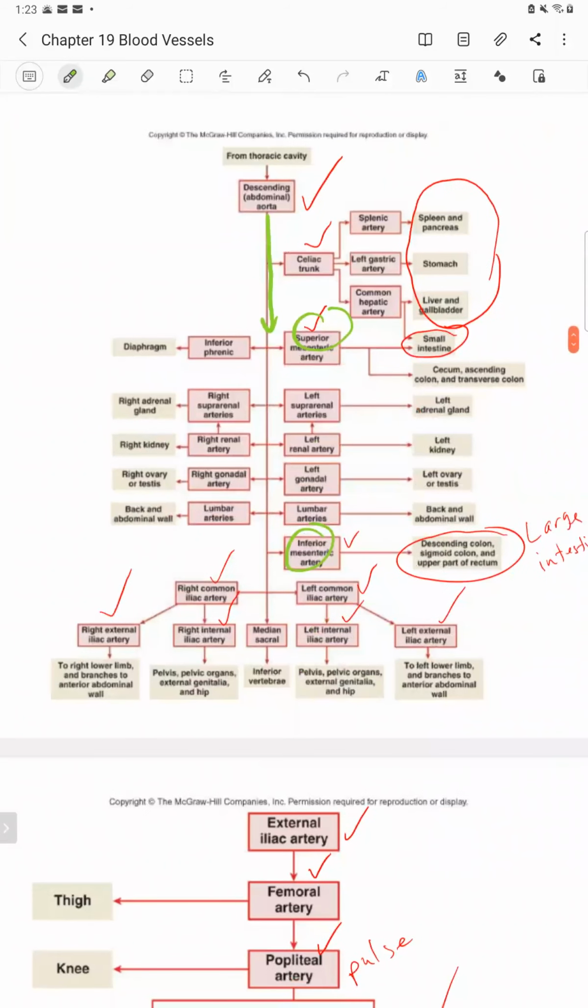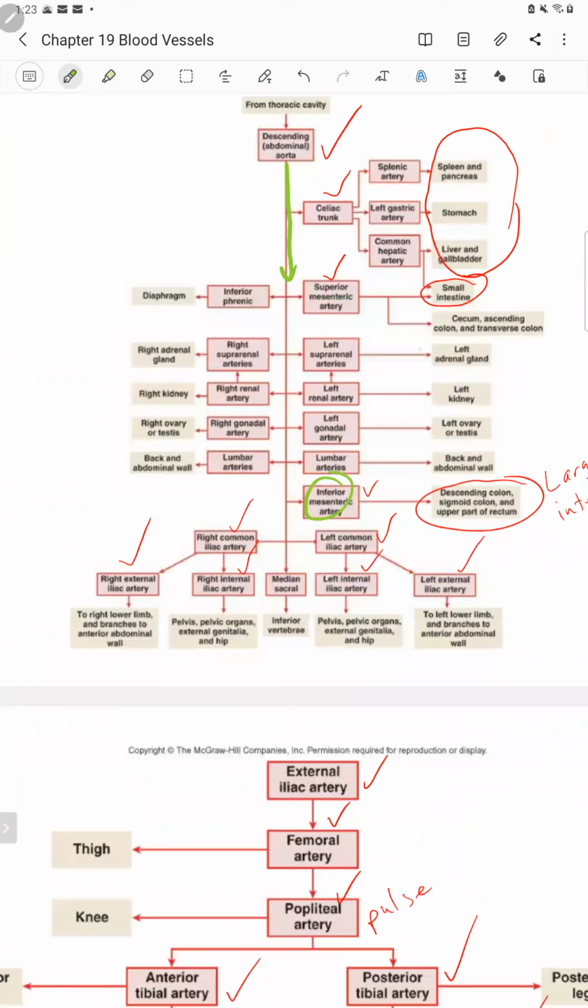Okay, the superior mesenteric artery supplies your small intestine and the colon. Okay, the ascending colon, which is the up part of the colon, which is your large intestine. Okay, and then the transverse colon. So the colon, which is your large intestine, if you follow the poop pattern, it actually goes up, ascending colon, over, transverse colon, down, descending colon, sigmoid colon, rectum, and then you go number 2.